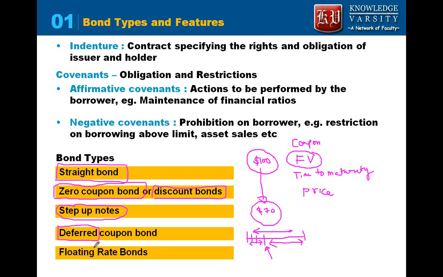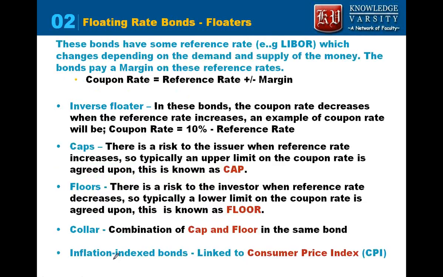Okay, then there is a category of bonds which are floating rate bonds. Here, if you see, a straight bond had a fixed coupon. The coupon was not changing. Zero coupon bond did not have any coupon. Step up note used to increase the coupon at some point. But the floating rate bonds are those bonds in which the rate is not fixed but it is floating. We'll see the category of this bond. So these bonds are also called floaters.